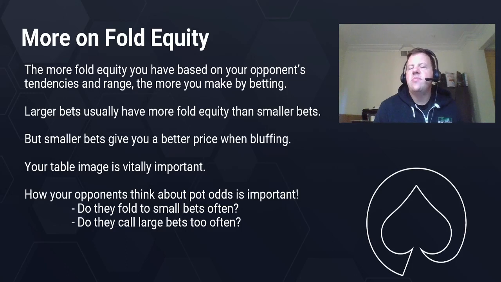Well, their range is probably pretty weak because they just bet when they have something and they check when they miss. So you have a lot of fold equity in this spot because they have a very weak range.